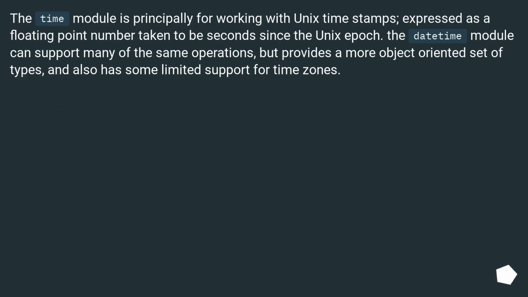The time module is principally for working with Unix timestamps, expressed as a floating point number taken to be seconds since the Unix epoch. The datetime module can support many of the same operations, but provides a more object-oriented set of types, and also has some limited support for time zones.